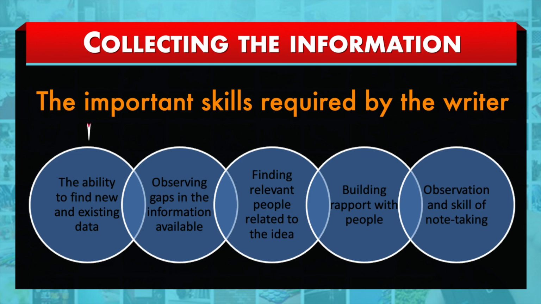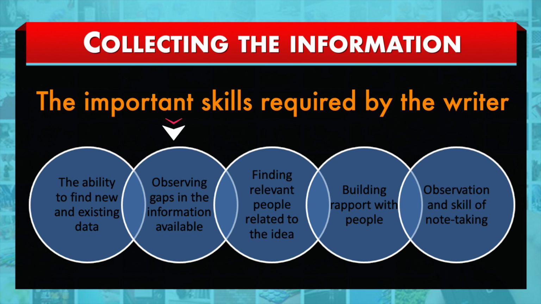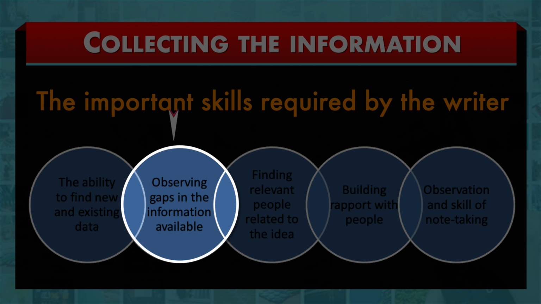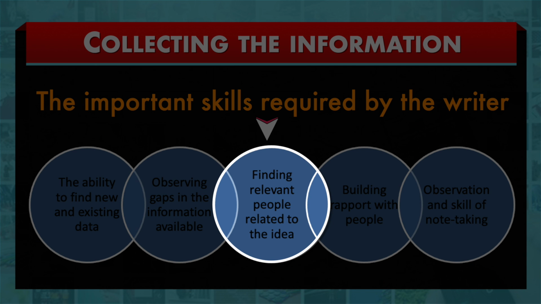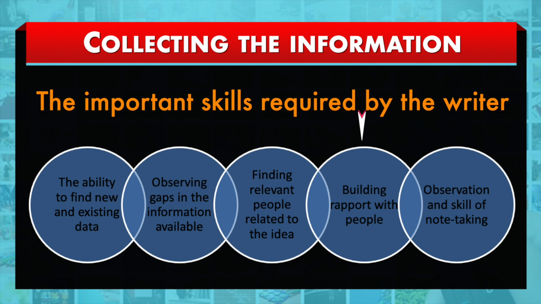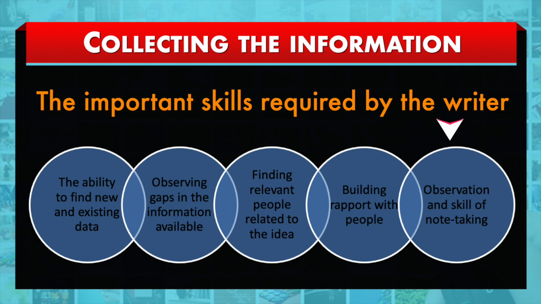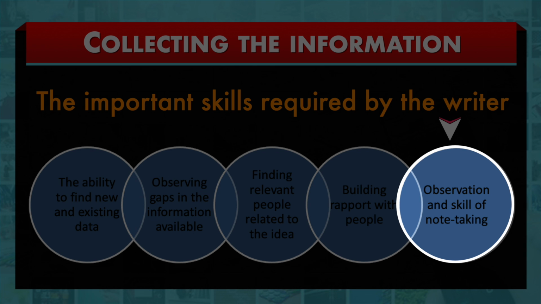At this stage, some of the important skills required by the writer are the ability to find new and existing data, observing gaps in the information available and finding relevant people related to the idea. Another skill set required at this stage is building rapport with people to make them comfortable while giving their opinions. Observation and the skill of note taking is extremely crucial.